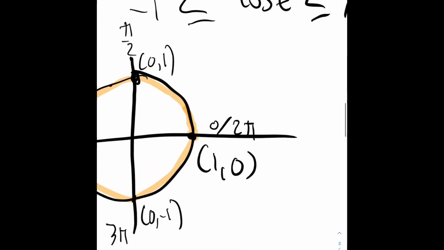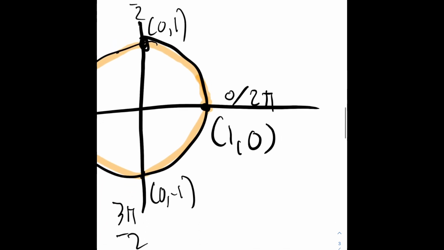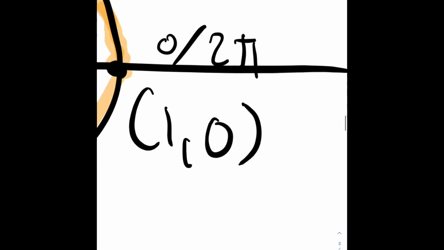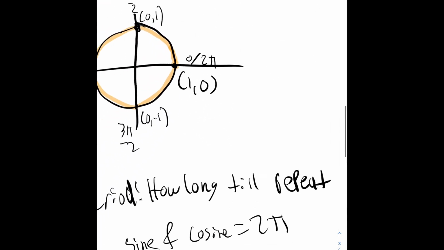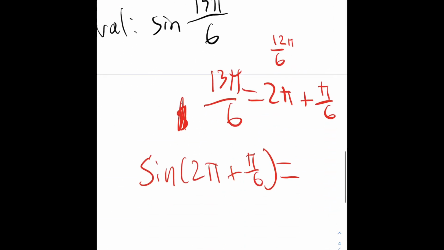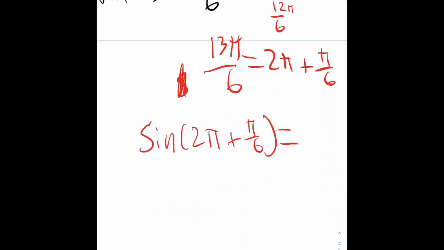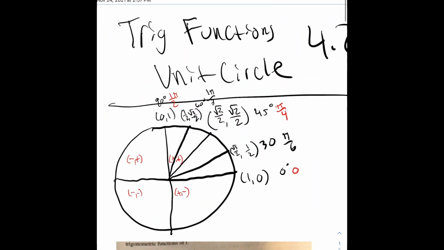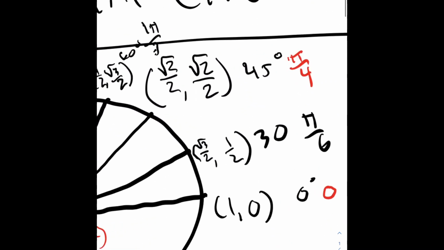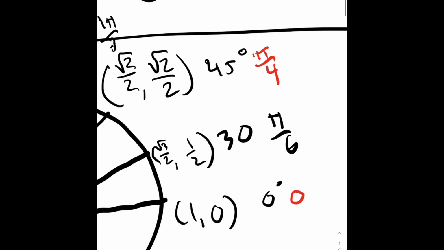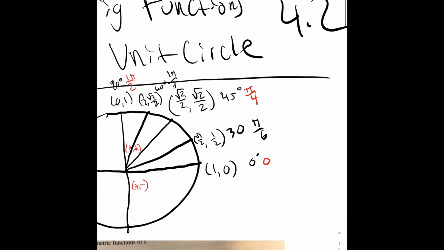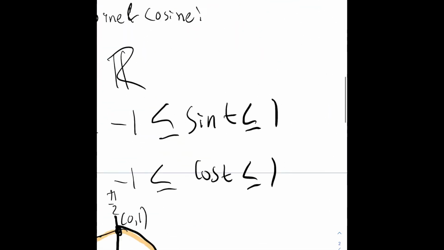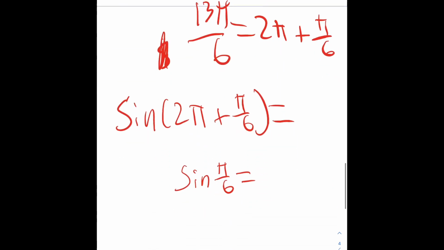Now, again, if I think about this, what is sine at 2 pi? Well, sine is my y-coordinate, which is 0. So really, I only need to look at sine of pi over 6, which, again, if I looked at my unit circle, pi over 6 had a y coordinate of 1/2, which is going to give me my answer.